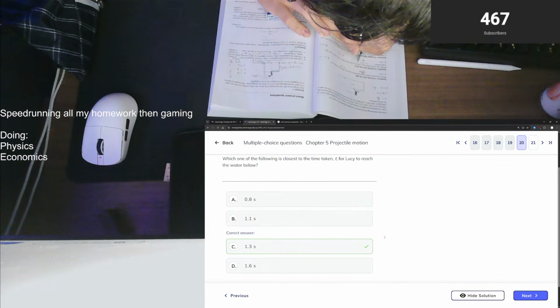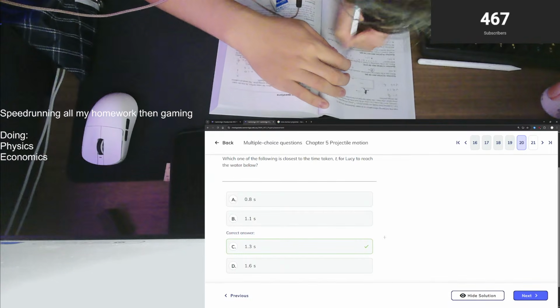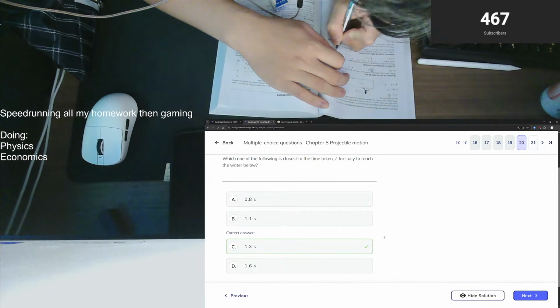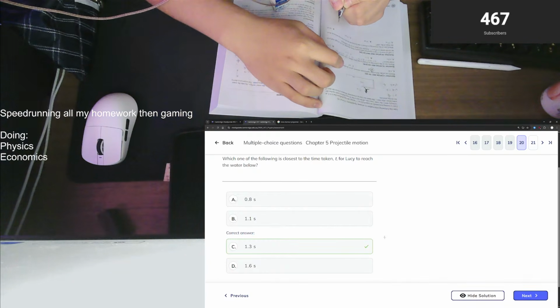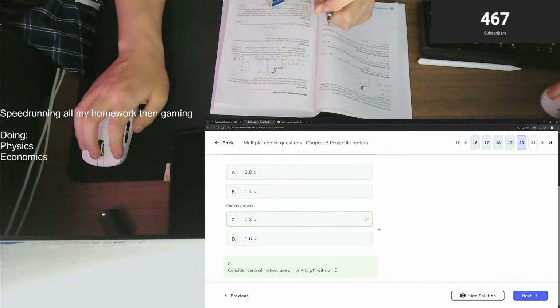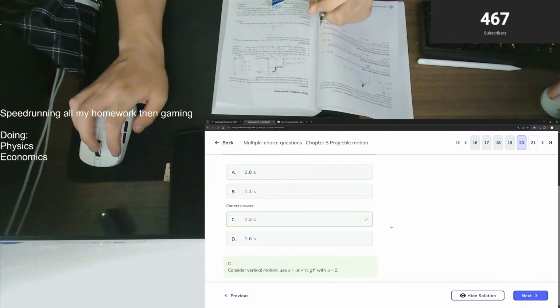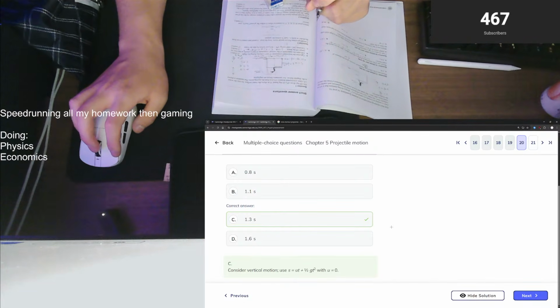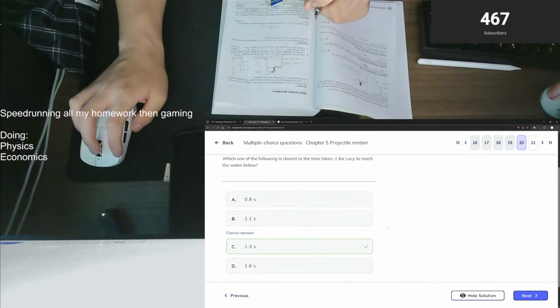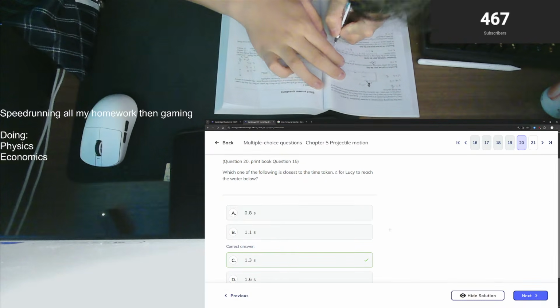S equals ut plus half at squared. U equals 0. A equals 9.81. S equals 8.